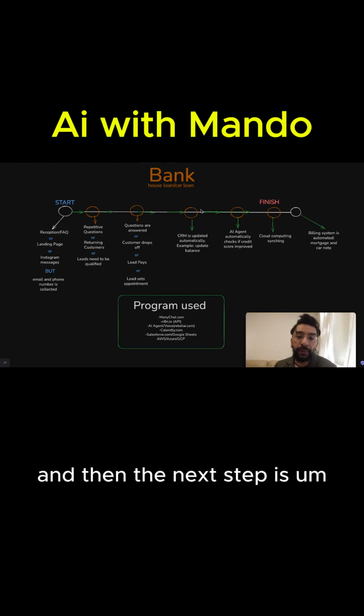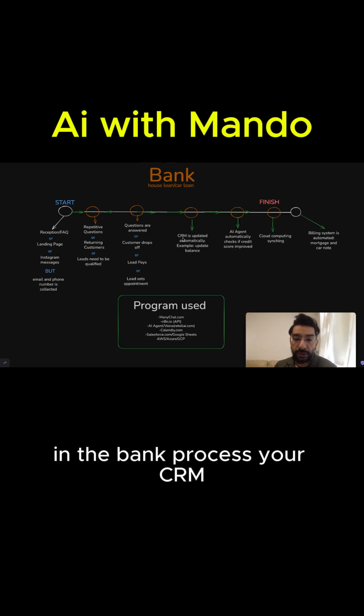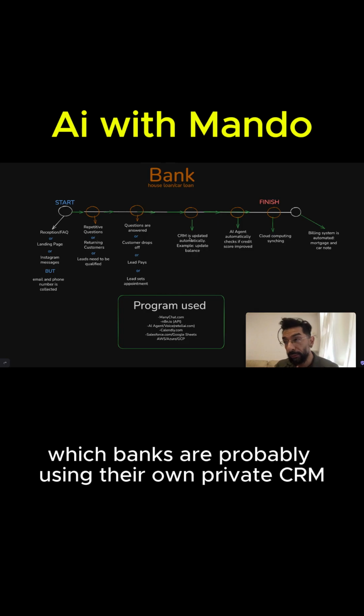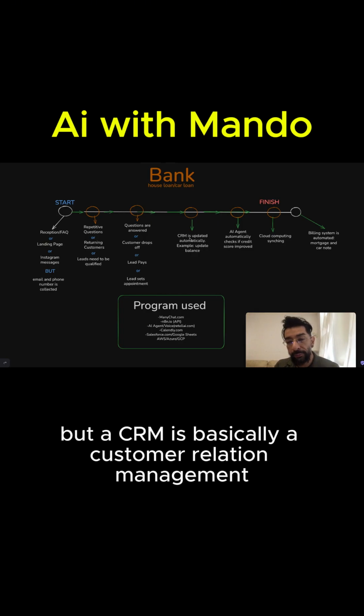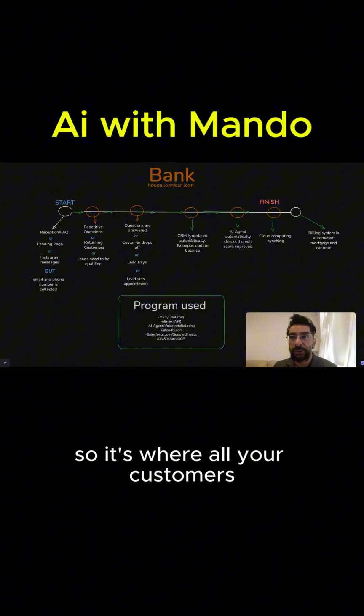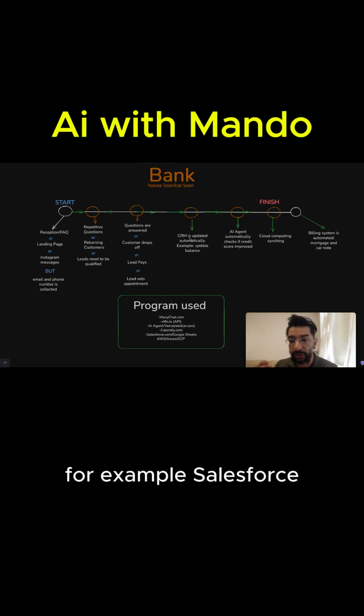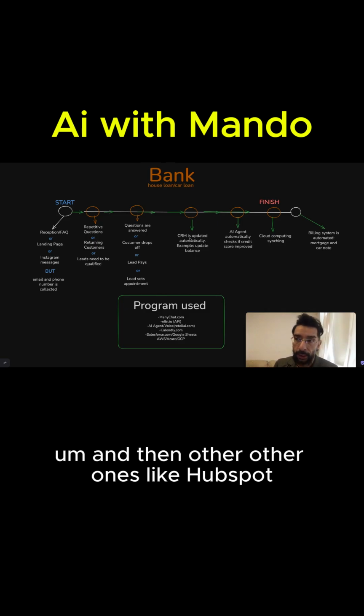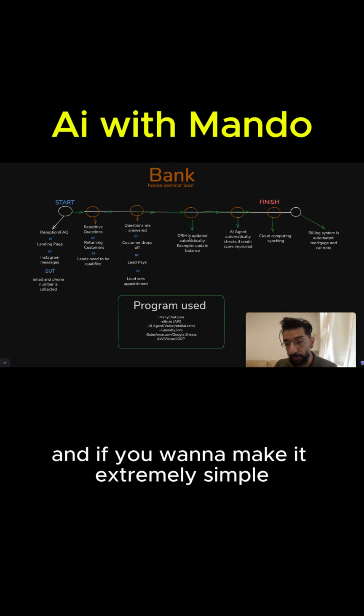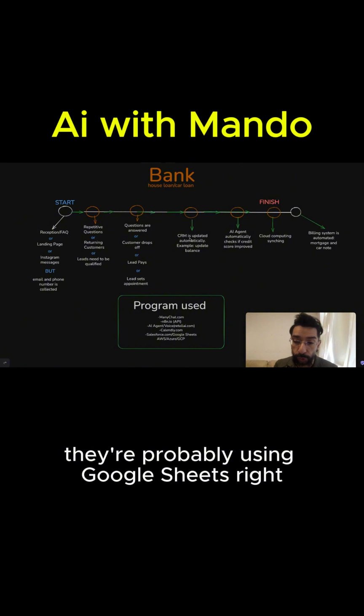And then the next step in the bank process is your CRM, which banks are probably using their own private CRM, but a CRM is basically customer relationship management. So it's where all your customers' data is stored and managed and used for follow-up and stuff like that. For example, Salesforce, and then other ones like HubSpot. And if you want to make it extremely simple for small businesses, they're probably using Google Sheets, right?